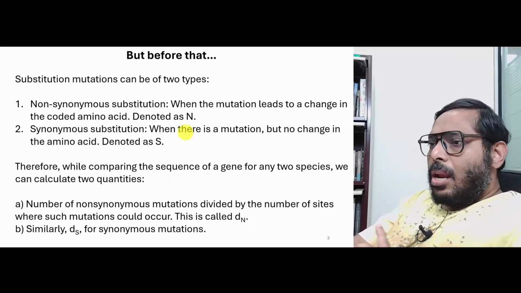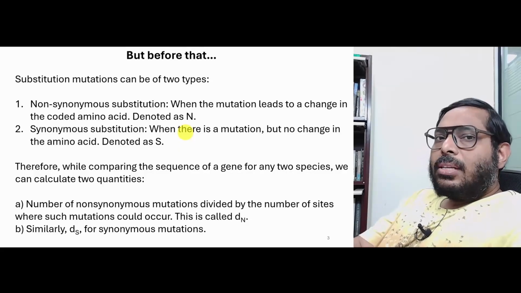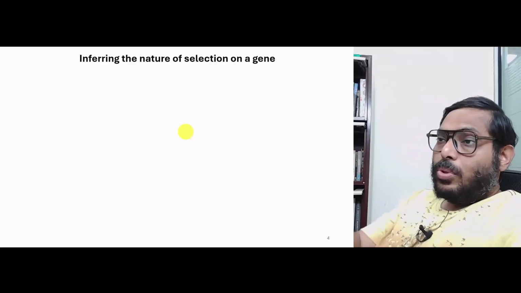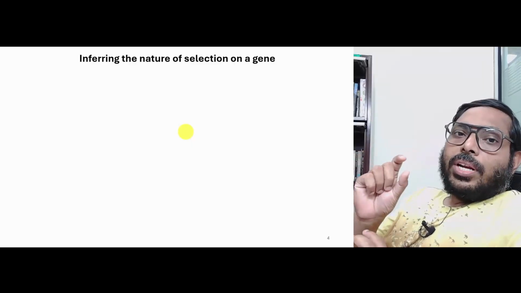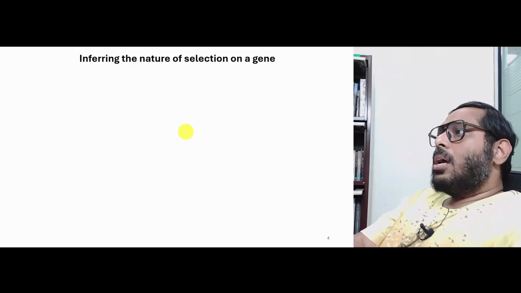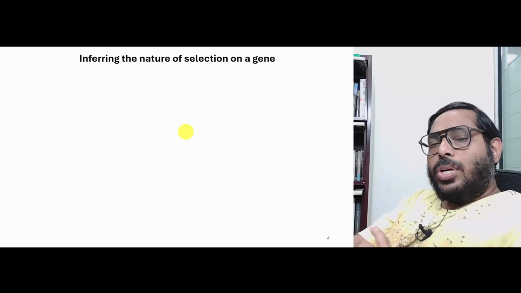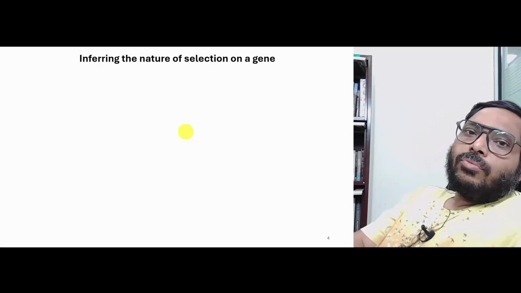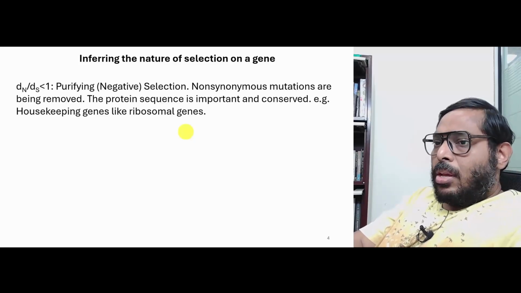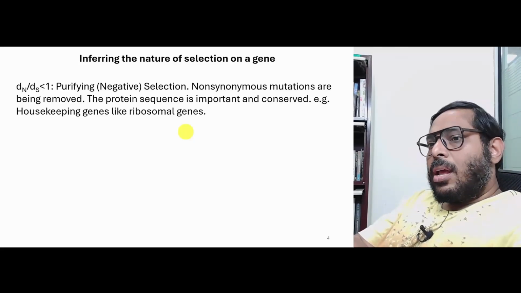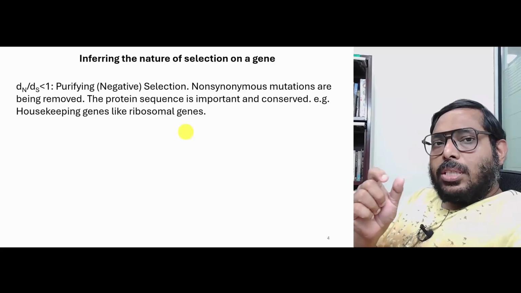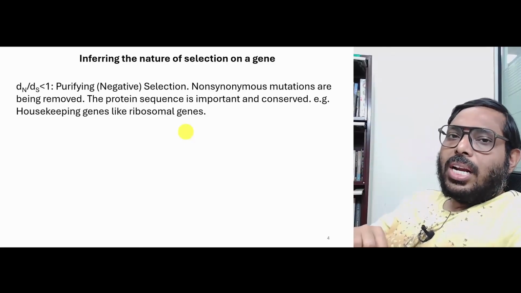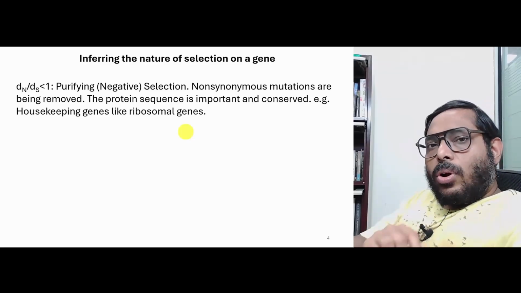Now, we are going to look at the various patterns that one sees, but prior to that, why are you calculating dN and dS? That is because the ratio of dN to dS gives you a very nice insight into the nature of selection that is happening on a gene. So, suppose between two species, for a gene, you see your dN/dS is less than 1. Now, what will that mean?